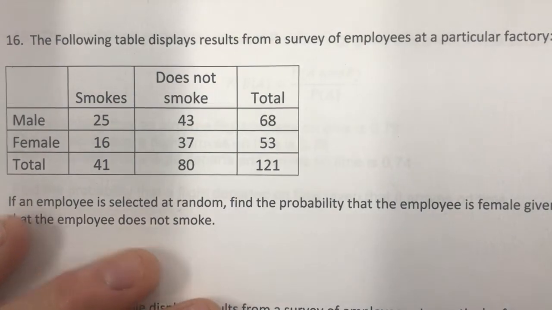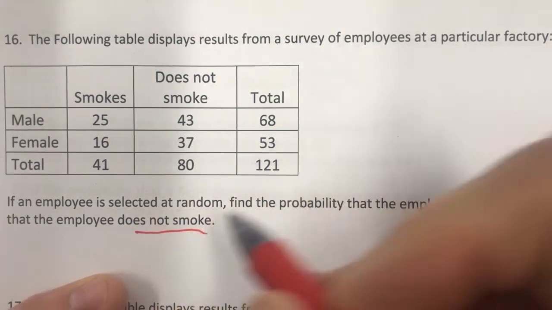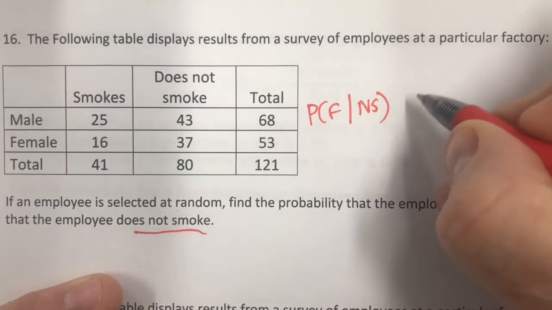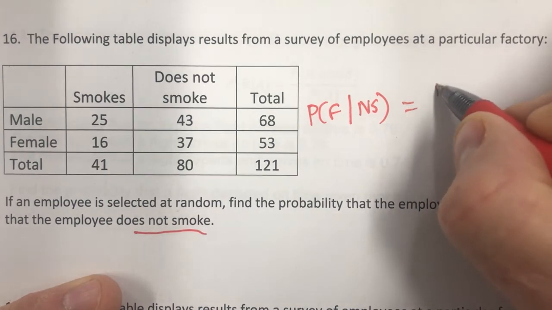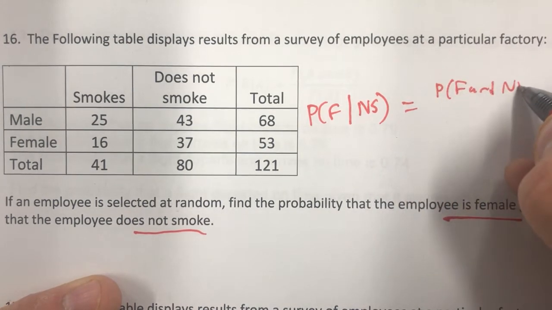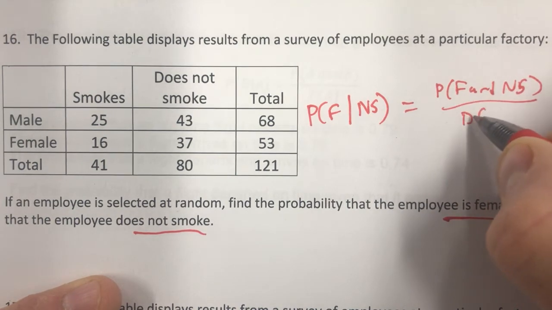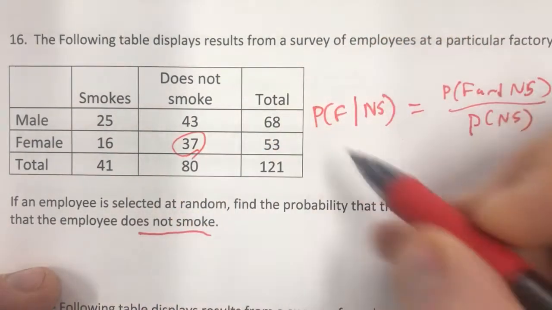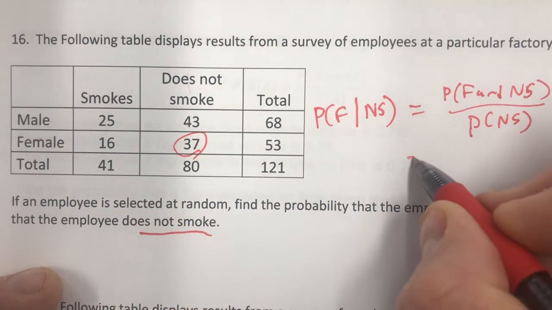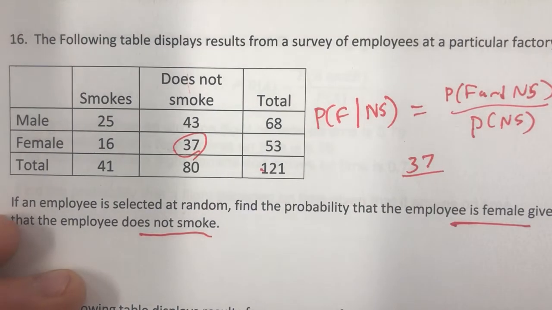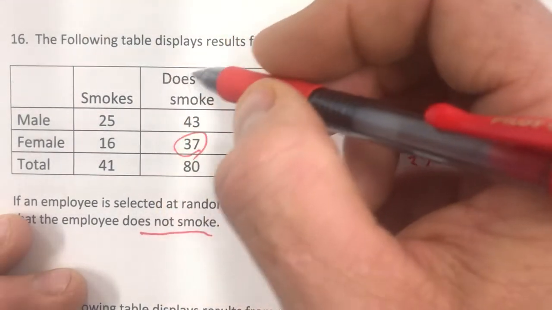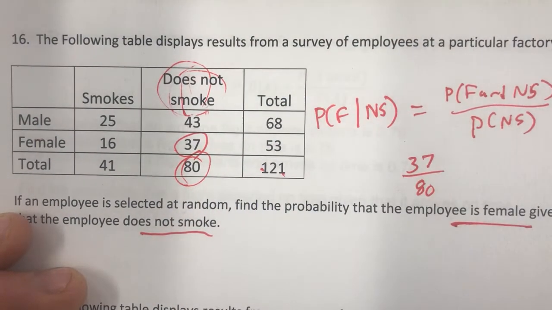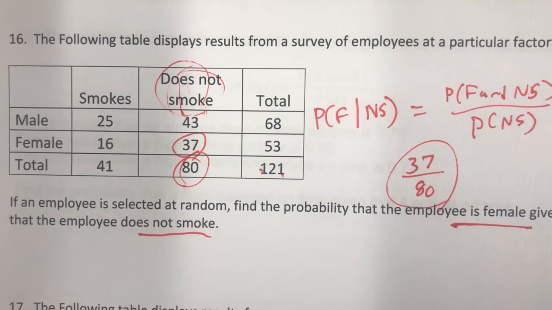Find the probability the employee is female given that does not smoke. So probability female given does not smoke. That's going to be probability female and a not smoker divided by probability that not a smoker. So female and does not smoke is right there, 37. Female does not smoke, 37 over 121. And then probability there's not a smoker, down here, 80 over 121. And the 121s will cancel and just be this. And I divide that.